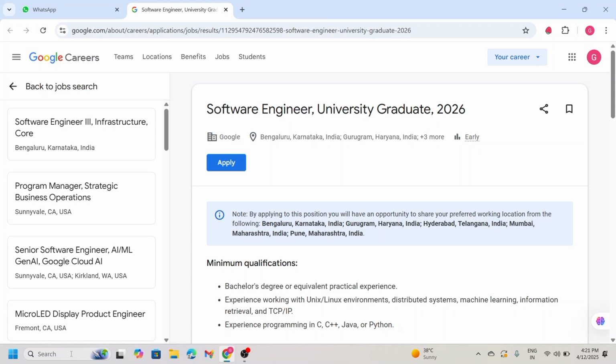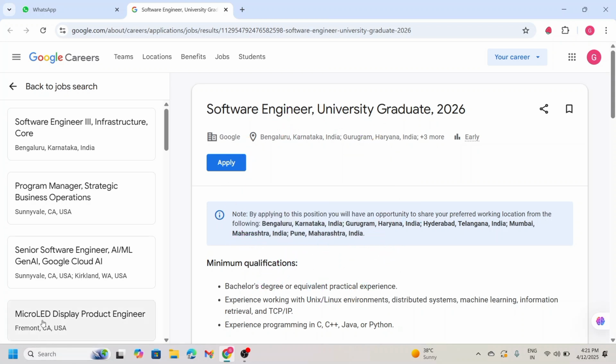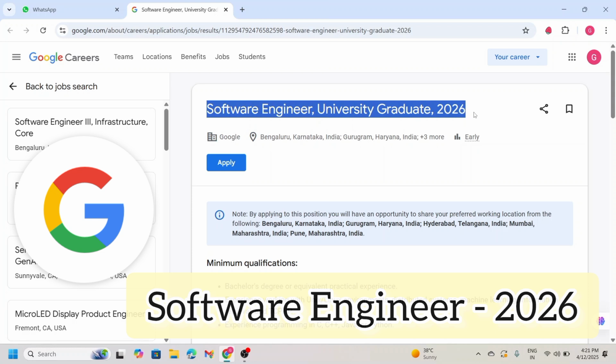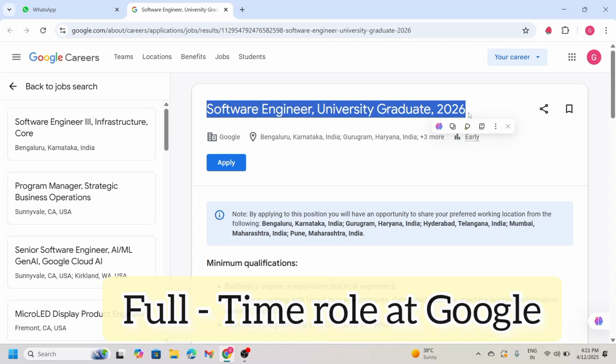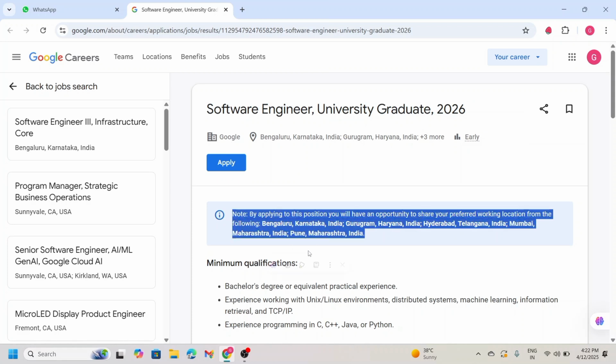Today, I want to share a really amazing opportunity for all those who are going to graduate in the year 2026. Google is hiring for the role of Software Engineer Undergraduate 2026. This is a full-time role and you will get a chance to work at one of the biggest tech companies in the world, that is Google. The job location is flexible. You can choose any of the following, like Bangalore, Karnataka, Hyderabad, Gurugram, Mumbai or Pune, depending on your interest.